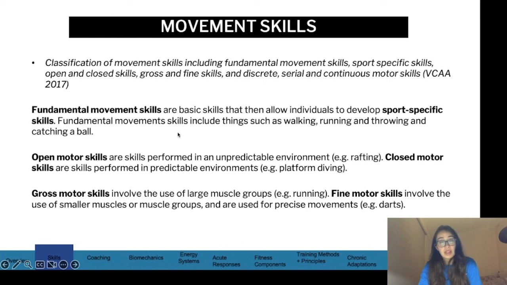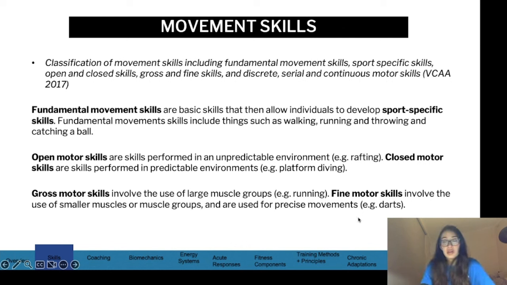So fundamental movement skills, these are basic skills that can allow individuals to develop sport-specific skills. Fundamental movement skills include things such as walking, running and throwing or catching a ball. And they can be leveled up into sport-specific skills, for instance, fundamental can include something like throwing, whereas sport-specific can be pitching in baseball or something like that. So it's like a level up of a particular skill.